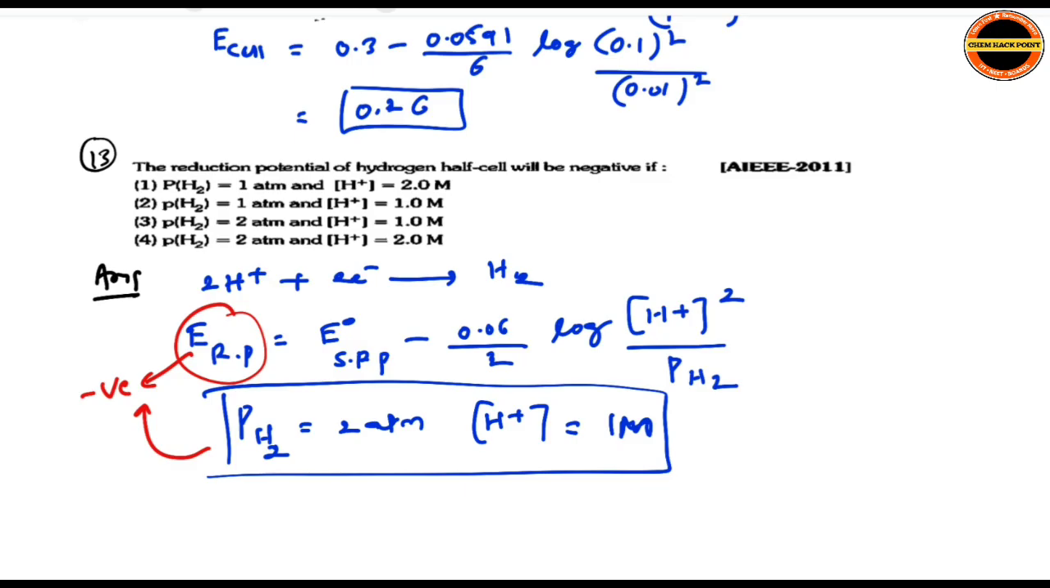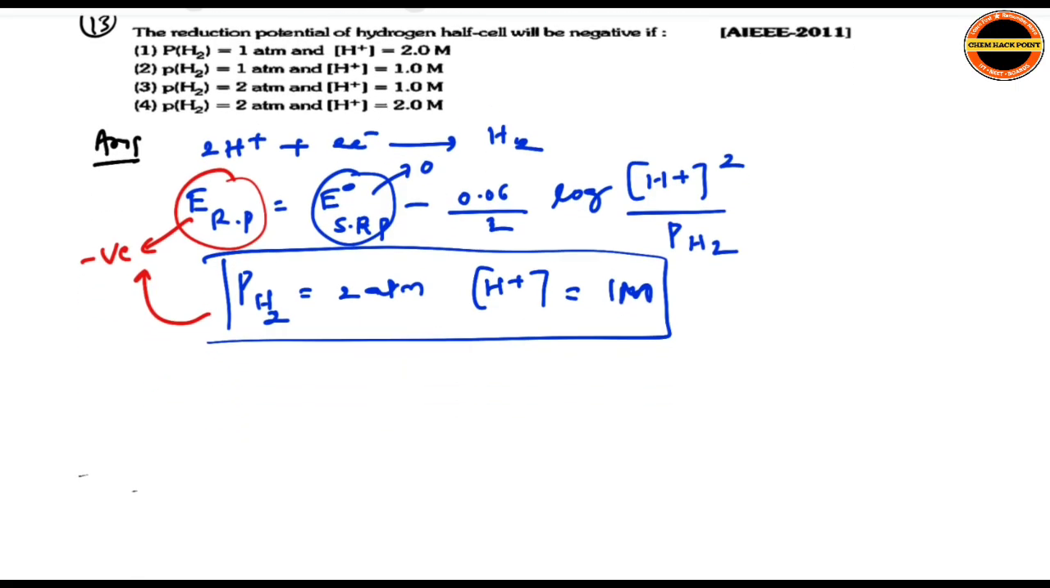Because anyway, see E naught, what is the standard E naught R? That is 0 only. The standard E naught R value here we know is 0, we assume it as 0. For SHE, standard hydrogen electrode, standard reduction potential and standard oxidation potential are assumed as 0 because of negligible potential. So when pH2 is 2 atm and H plus is 1 molar, then you will get a negative value for E naught Rp.